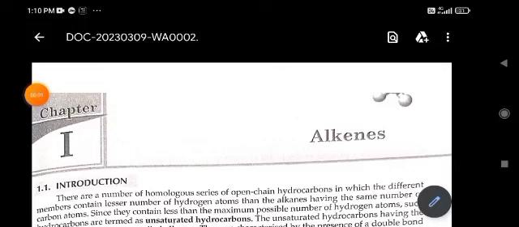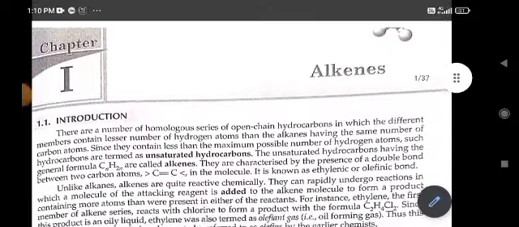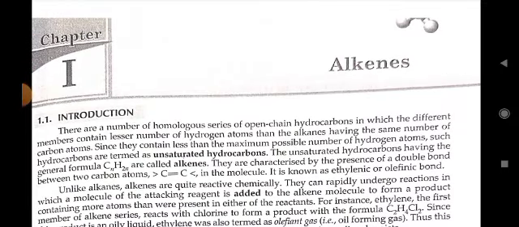Today's topic is alkenes from Modern Organic Chemistry by Dr. J.M. Sehgal. Introduction. There are a number of homologous series of open chain hydrocarbons in which the different members contain lesser number of hydrogen atoms than the alkanes having the same number of carbon atoms. Since they contain less than the maximum possible number of hydrogen atoms, such hydrocarbons are termed as unsaturated hydrocarbons.